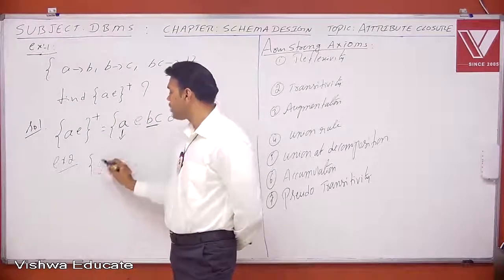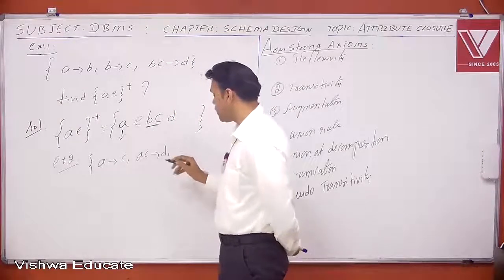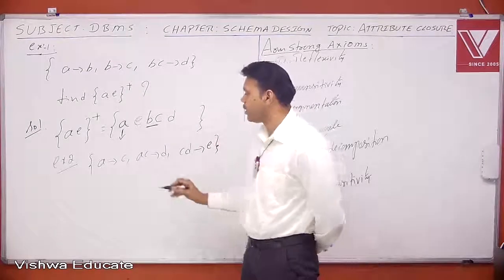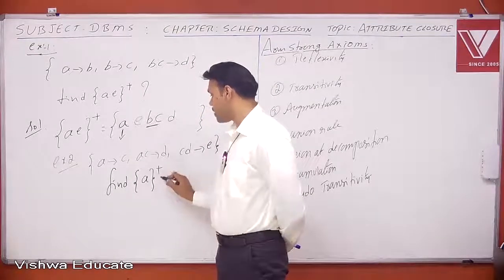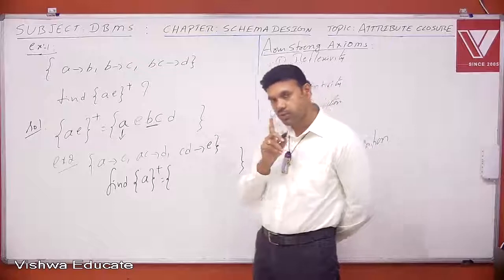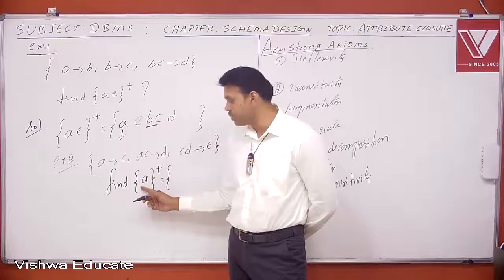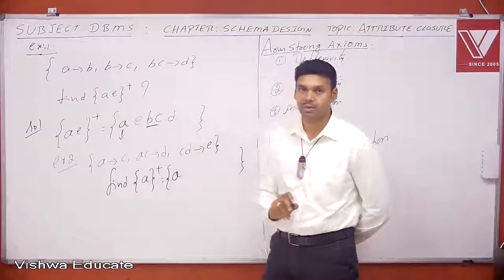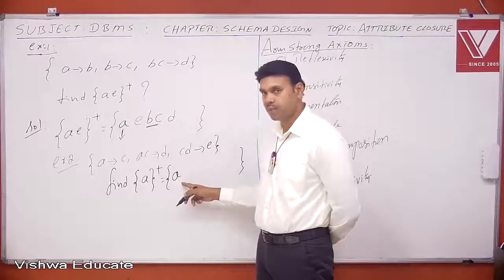So this time I am saying A gives C, AC gives D, and CD gives E. He is asking to find the closure of A. Now you tell me what I said was rule number one. Rule number one is whatever attribute you have with you, you write that attribute in the list using the concept of reflection. Since I have A with me, I note it down in the list: A.